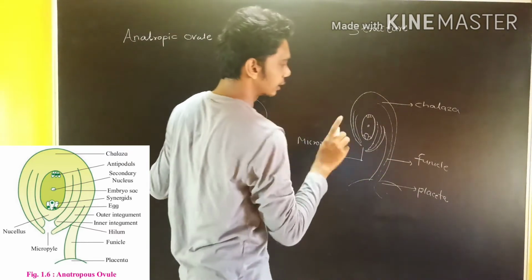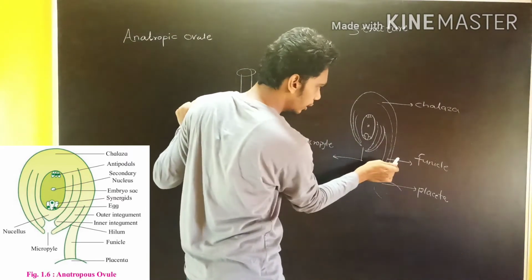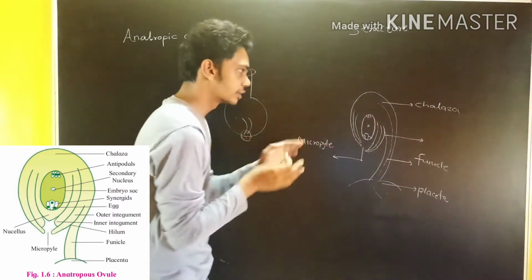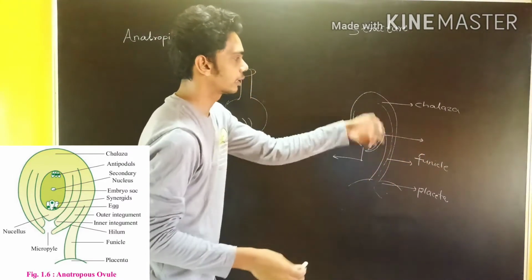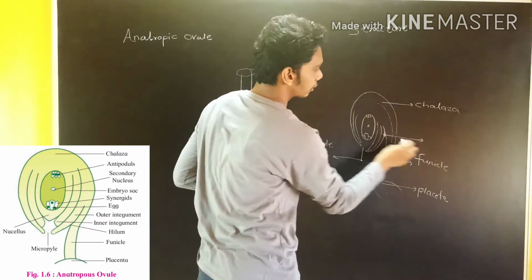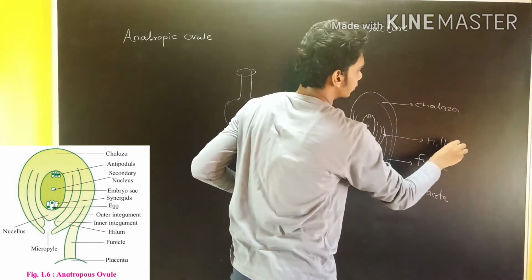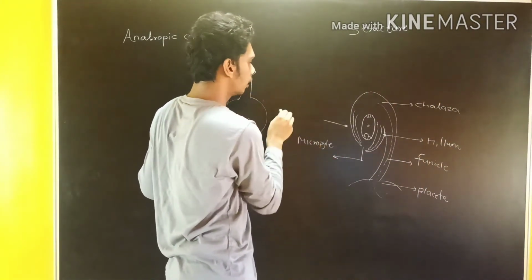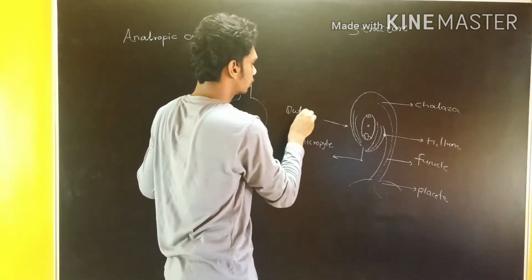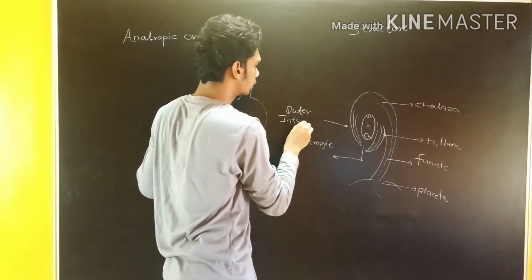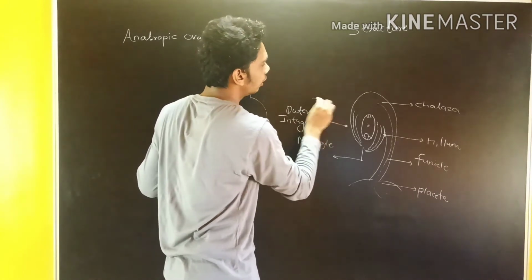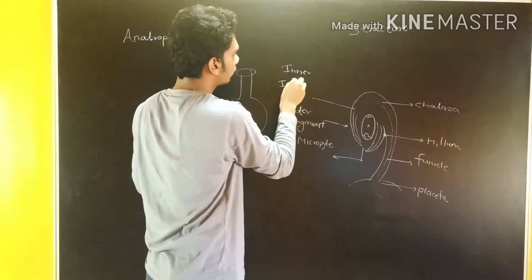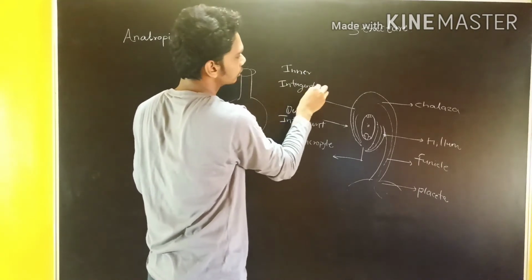One thing we have to understand before that: this is the body of the anatropous ovule. The point at which this body gets attached to the funicle, that pipe-like structure, is called the hilum. Then there are two coverings. The outer is called the outer integument, and the inner one is called the inner integument. These integuments are there for protection.